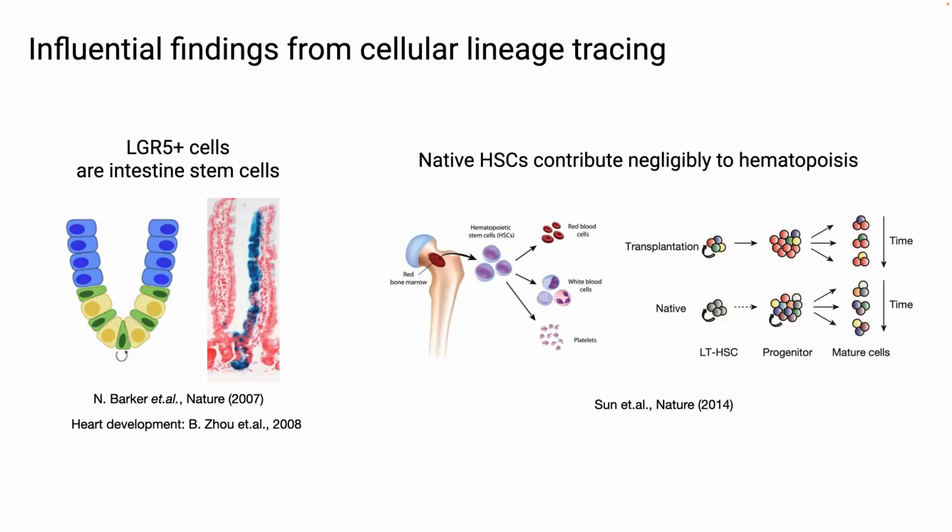About 10 years ago, my collaborator Fernando Camargo used lineage tracing mice to barcode all the different cells, and he found that in the native context, long-term HSCs do not actually generate all the downstream fate outcomes. Therefore, it reveals a very different picture between in vitro and in vivo systems.